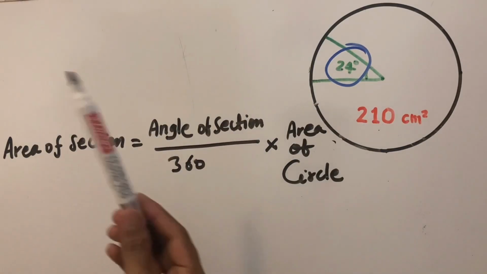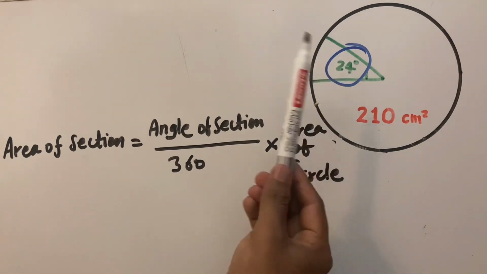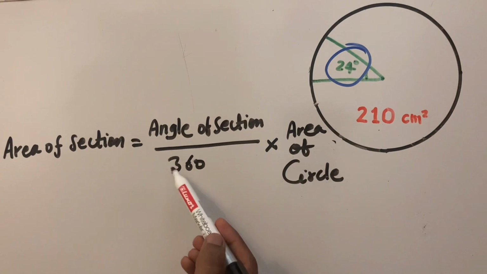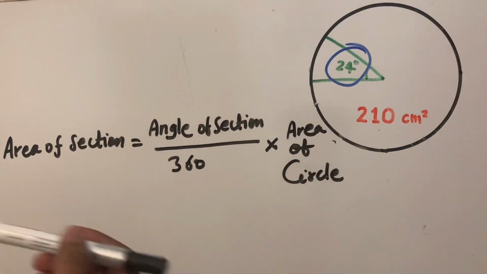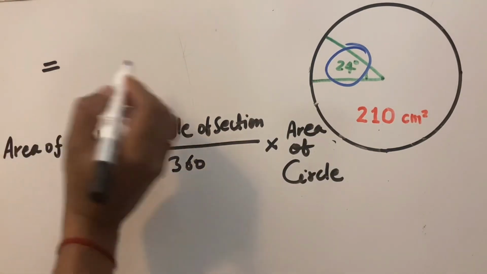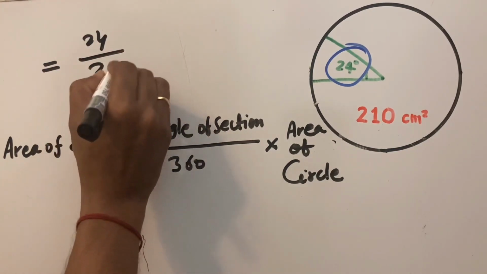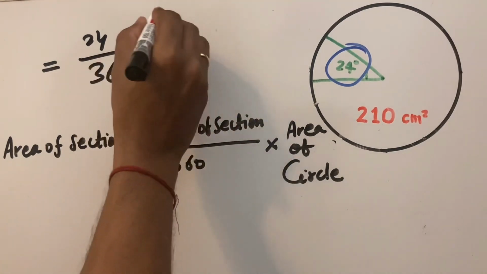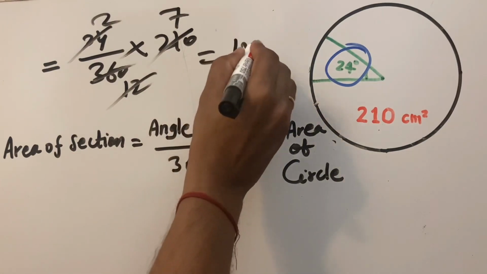So after this whole exercise, we got a simple formula to find out the area of a section. Area of section equals the angle of the section divided by 360 and multiplied by the area of the whole circle. This formula can be used here also: area of section equals angle of the section, which is 24, divided by 360 into area of circle, which is 210. This is 7, 12, this is 2, equals 14.